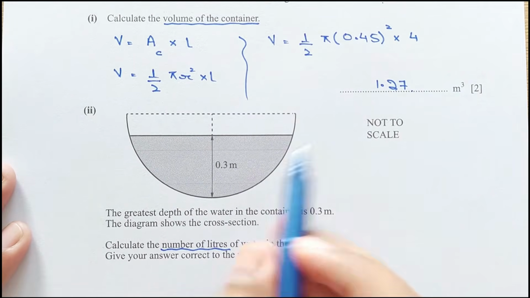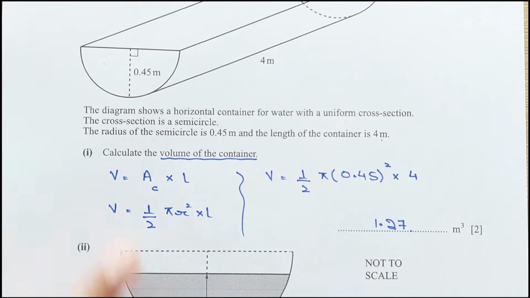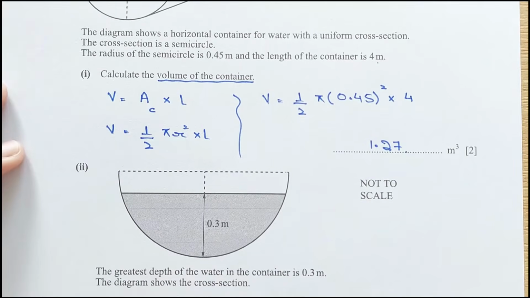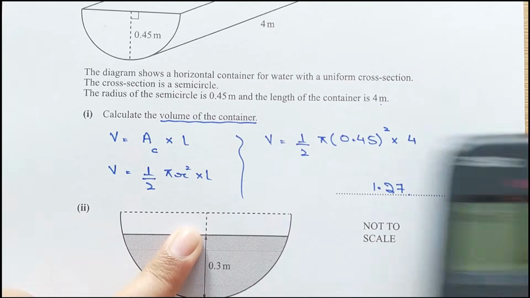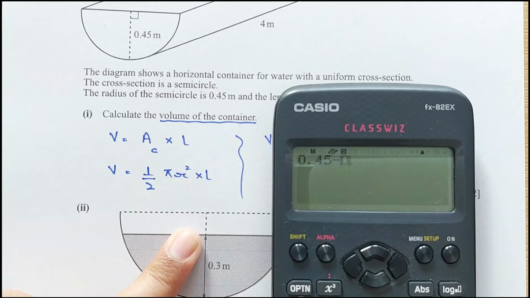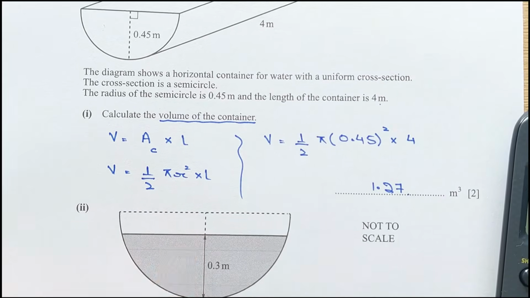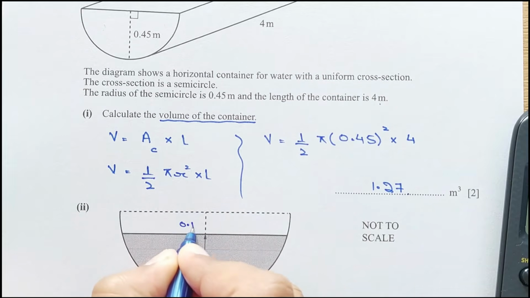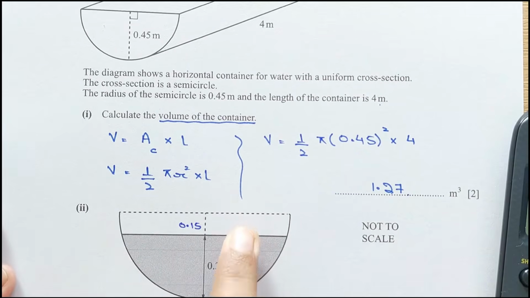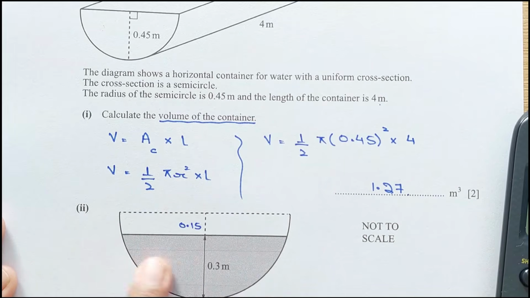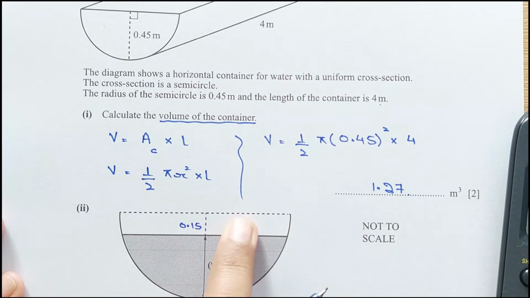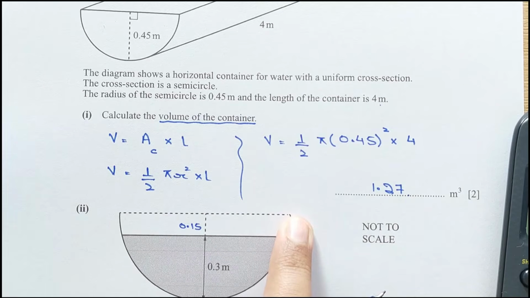Okay, so as you can see, if I compare this cross section with this, the whole length we have been given is 0.45, and the depth is 0.3. What is this? 0.45 subtract 0.3. So this is 0.15. So we have to use the same thing, the volume of the container is the area of the cross section times length. But in this case, the cross section area is the area that is filled with the water, right? Now for the area that is not filled with water, first we need to find the unshaded area.